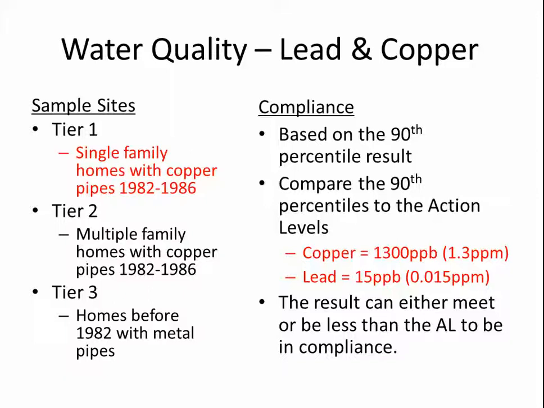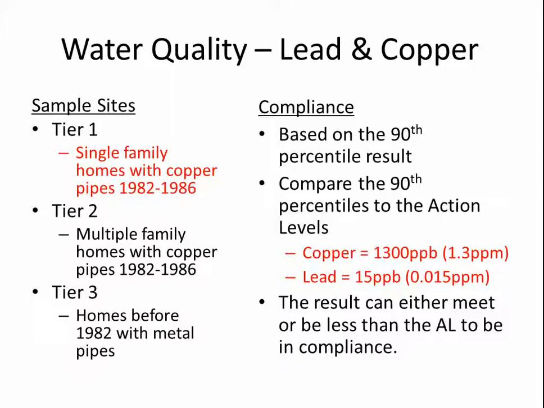So sample sites that are required, the first sites are tier 1 sites, and those sites are the highest preferred sites. They are single family homes with copper pipes installed between 82 and 86. Those are the ones we prefer the most. If you don't have any of those, then you go to tier 2, and those are multiple family dwellings with the copper pipes installed between 82 and 86. If you don't have any of those, then you go to tier 3, and tier 3 are homes that were built before 82 with metal pipes, and if you don't have those, then we just say do the best you can. So you go out and you take your samples, and compliance is based on the 90th percentile result.